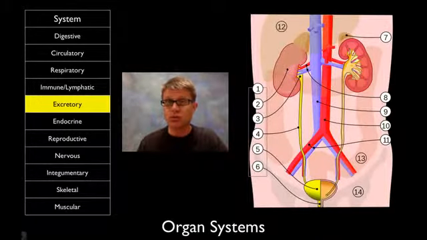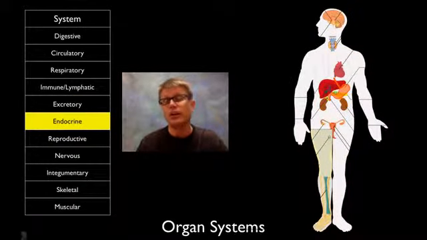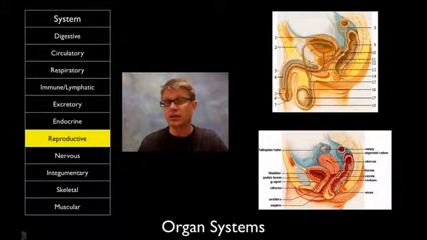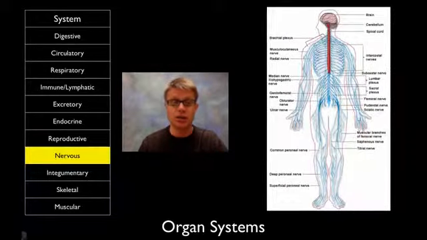Next, we have the excretory system. It's a way to get rid of nitrogenous waste, but it also serves the function of regulating osmolarity in our blood. So the kidneys are a big part of the excretory system. We then have the endocrine system. These are going to be all the glands inside your body and the hormones that they give off, from the pituitary all the way to the ovaries and the testes. Next, we have the reproductive system, basically different in males and females, but a way to produce offspring.